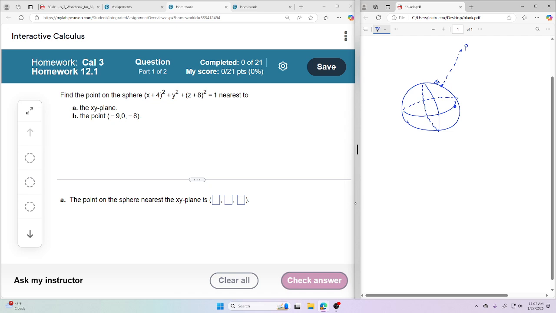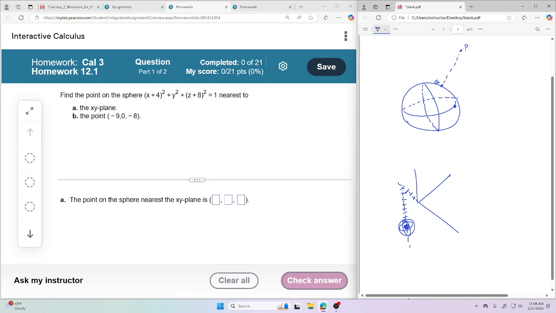So let me demonstrate. Notice that we have it not centered at 0. The sphere is centered at -4 for x, so 1, 2, 3, 4, 0 for y, and -8 for z. So we just go down, -8, 1, 2, 3, 4, 5, 6, 7, 8. So down here is the center of the sphere, and its radius is only 1. So it's just a tiny little thing down here. Little circle action down there. Cool? Cool.